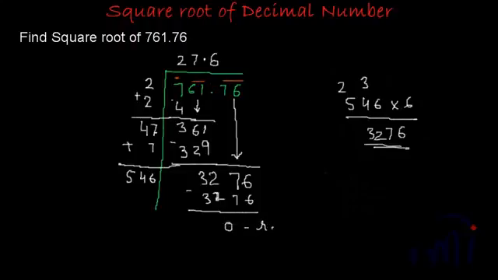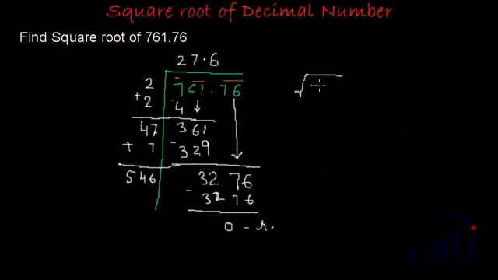That means the square root of 761.76 is 27.6, right? So this is the result.